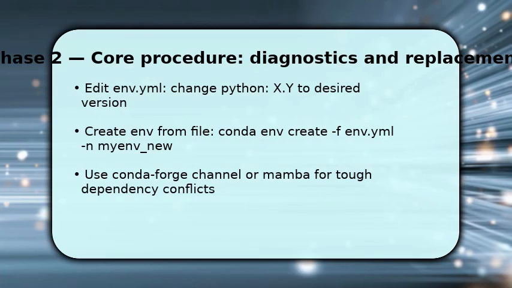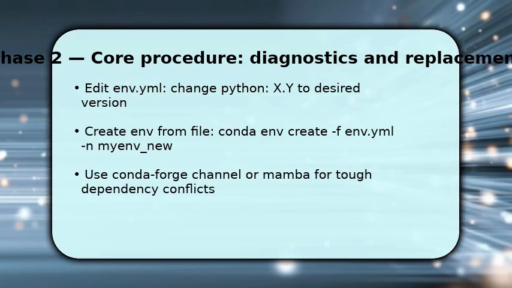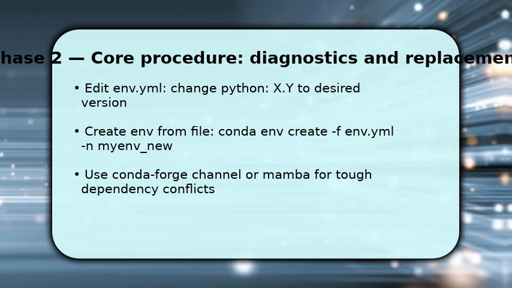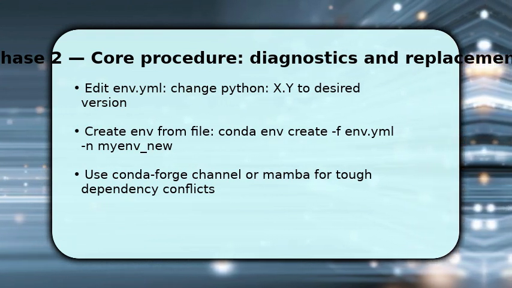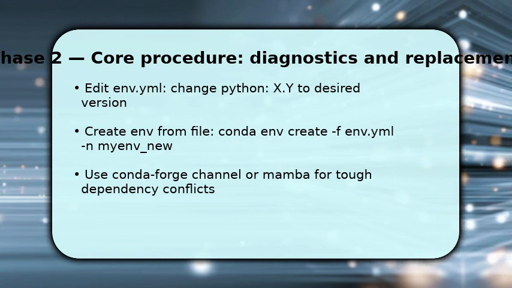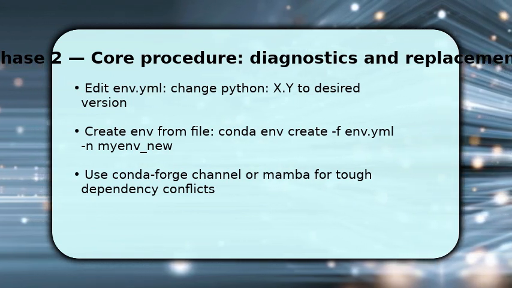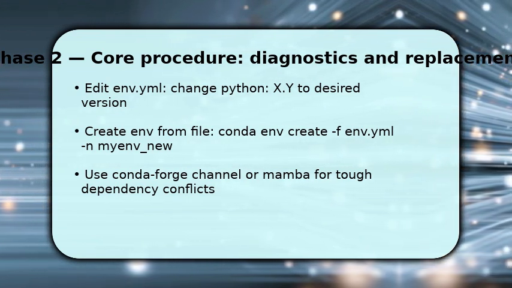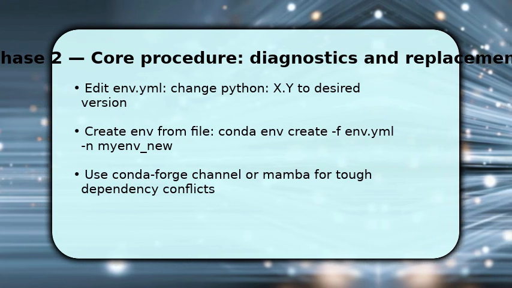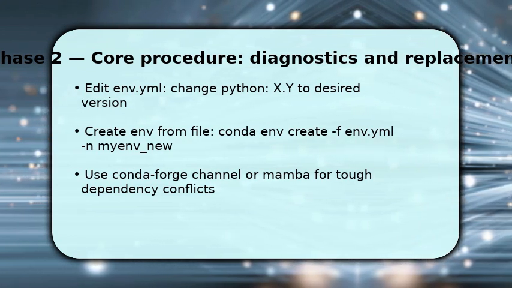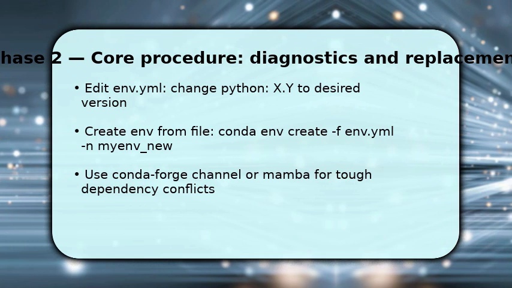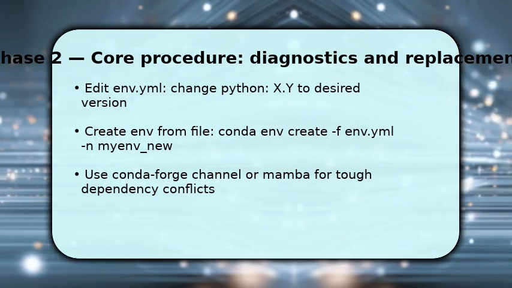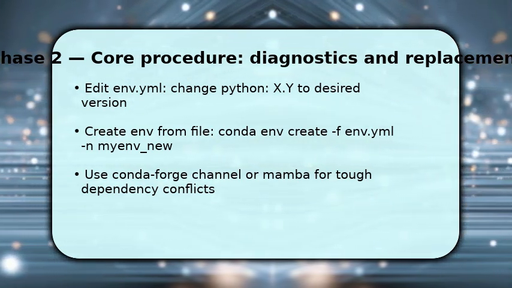Now you perform the version change by creating a new environment. Open env.yml and replace the Python line with the desired version, for example Python 3.10. Then run conda env create -f env.yml -n myenv_new to build a fresh environment with that Python. If Conda struggles with conflicts, switch to Conda Forge or use Mamba for faster, better resolution. This method keeps your old environment intact while reproducing packages compatible with the new interpreter.